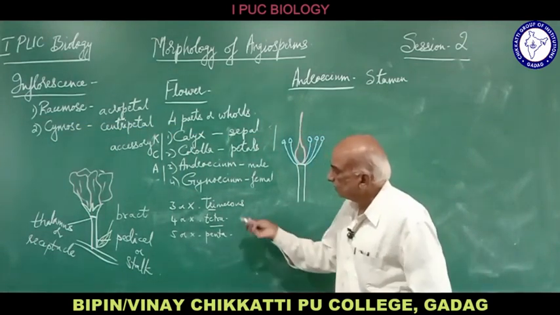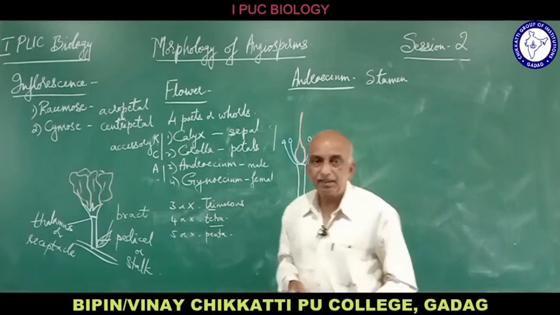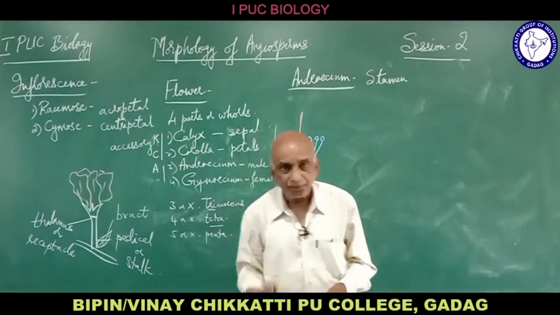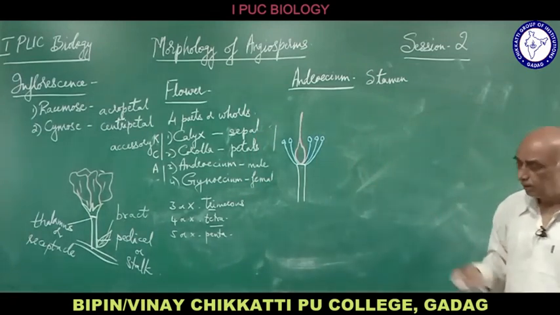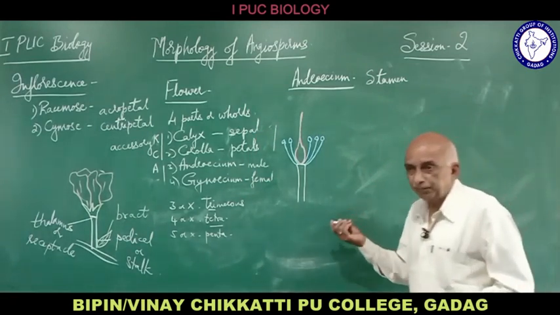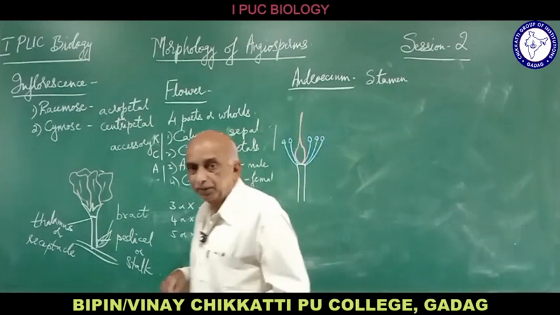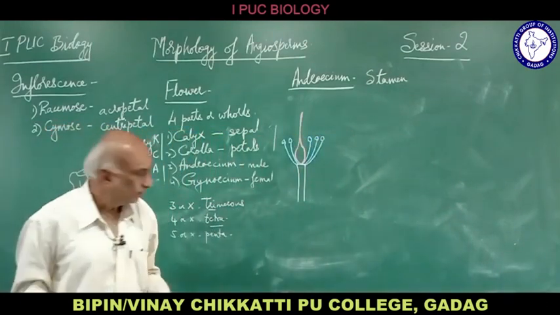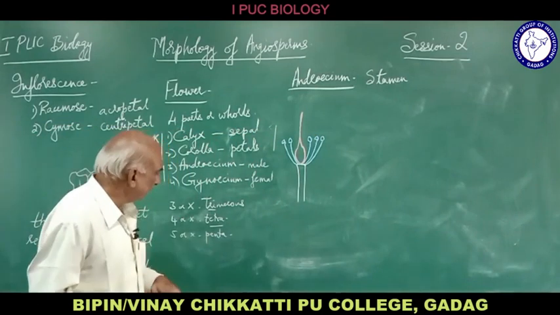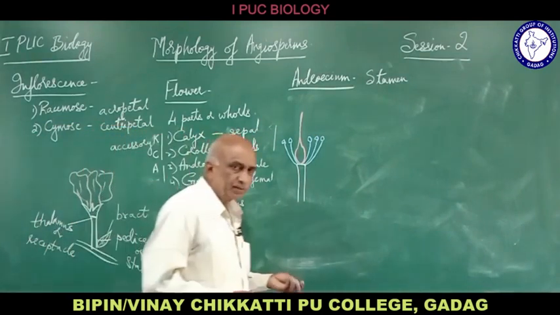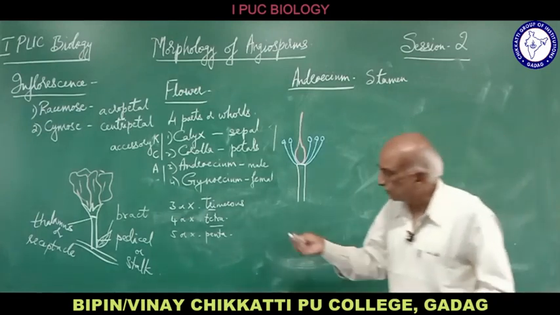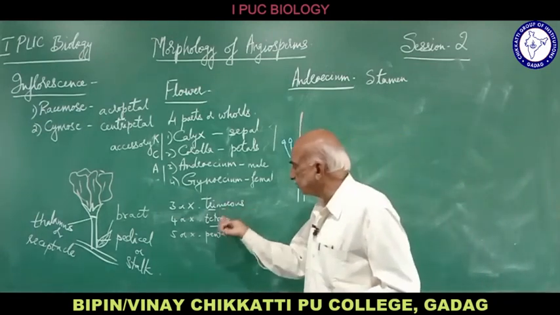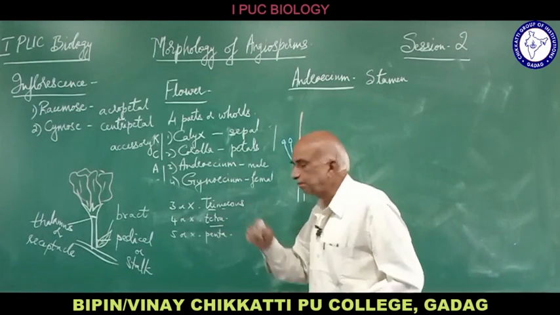That is why trimerous flowers are usually seen in monocots. If you take the onion flower, it is trimerous. Even the flower of the coconut is trimerous. And if you take pentamerous flowers, most of the dicots are pentamerous. So those are the pentamerous flowers, tetramerous and pentamerous.